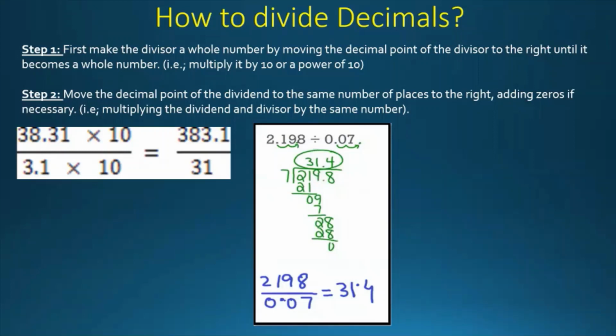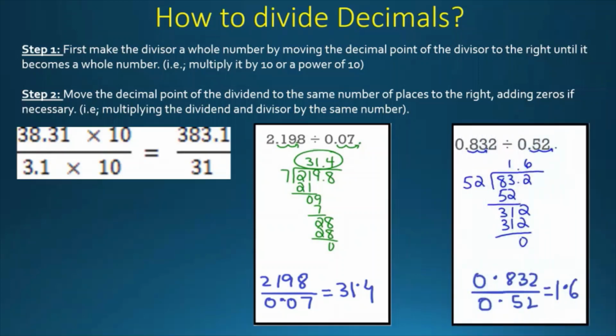For example, we have 2.198 divided by 0.07. We will multiply by 100 because 0.07 will become a whole number, which is 7. 2.198 times 100 is equal to 219.8. So now when we divide 219.8 by 7, we will get 31.4 as the quotient. If you want to check, you can check the working right here. So 2.198 divided by 0.07 is equal to 31.4.